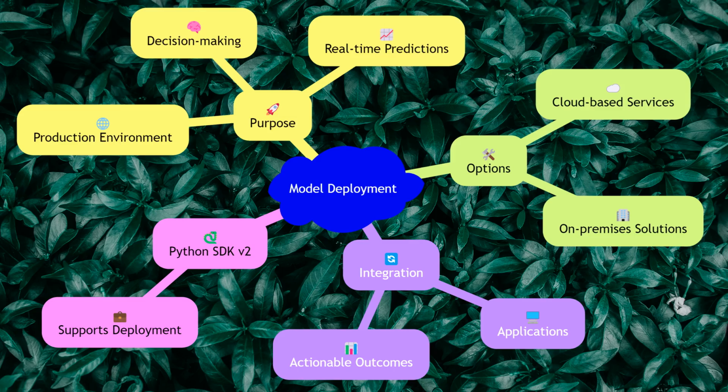Once you're satisfied with your model's performance, the next step is deployment. Model deployment involves making your trained model available for use in a production environment. Python SDK v2 supports various deployment options, including cloud-based services and on-premises solutions. Deploying your model allows you to integrate it into applications, enabling real-time predictions and decision-making. This step is crucial for turning your machine learning insights into actionable outcomes.